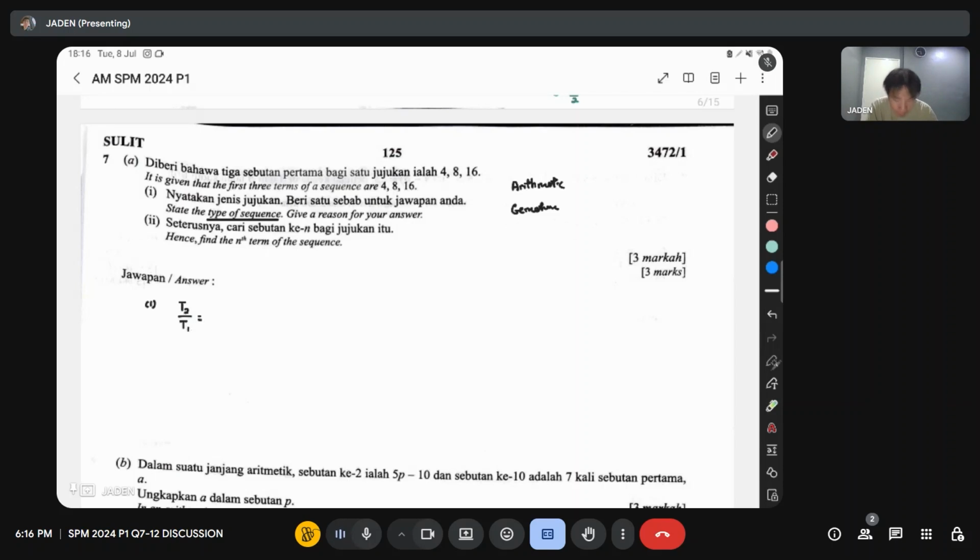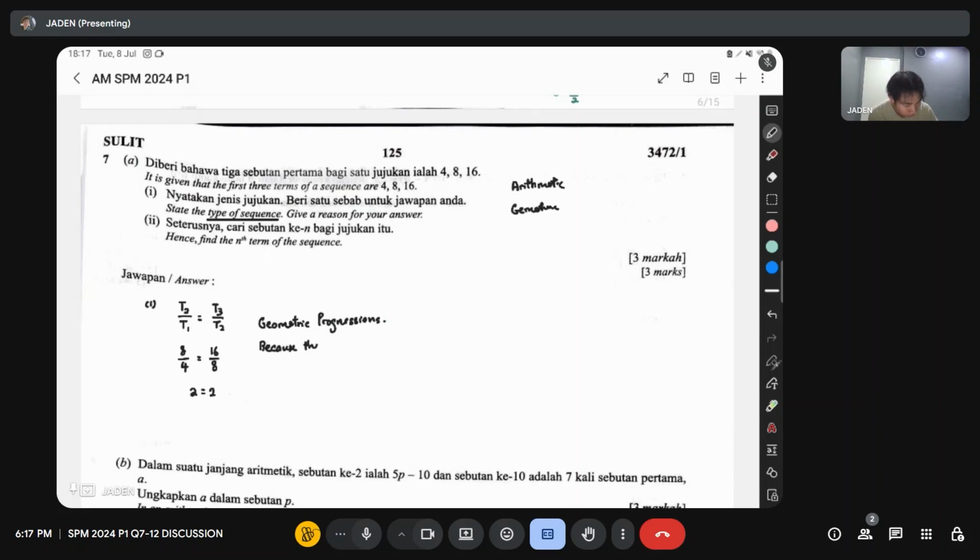T2 divided by T1 should be the same answer as T3 divided by T2. You got to prove that this is a common ratio. So on the left and right side, you include the numbers. 8 divided by 4 equals 16 divided by 8. Both sides you will get 2. So now, if both left and right are the same, then it is proven this is geometric progression.